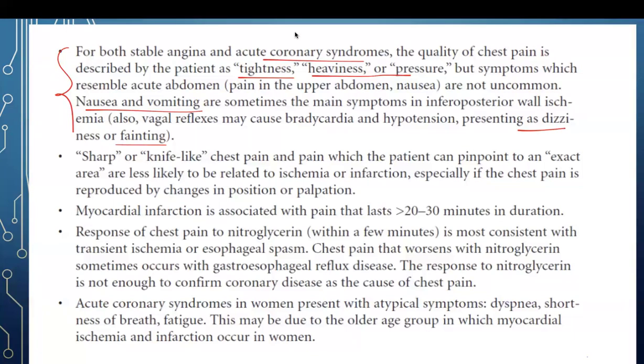Whereas if a patient complains, no, it's not a heavy feeling, rather it is a sharp, knife-like chest pain, and the patient can pinpoint, yes, this is exactly where the pain is, it is unlikely that it is ischemic pain. Likely, sharp stabbing knife-like pain sometimes presents in acute pericarditis.